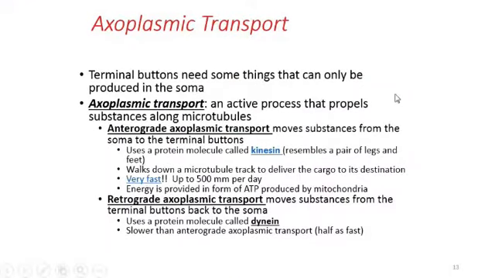So to get material back from the terminal buttons to the soma, that is usually going in the reverse direction, is not as fast. It's actually only about half as fast, and that uses a different protein molecule called dynein. So we have kinesin that resembles a pair of legs and feet, and it walks down the microtubule tract for anterograde axoplasmic transport. And then dynein is the protein molecule that moves the substances back from the terminal buttons to the soma. So important to keep those two straight.